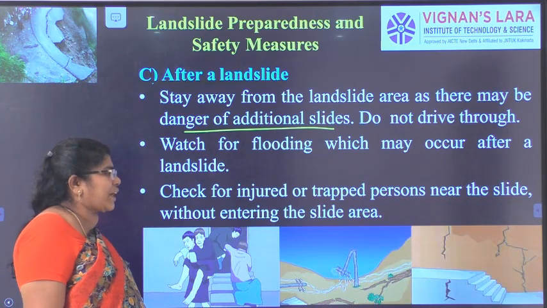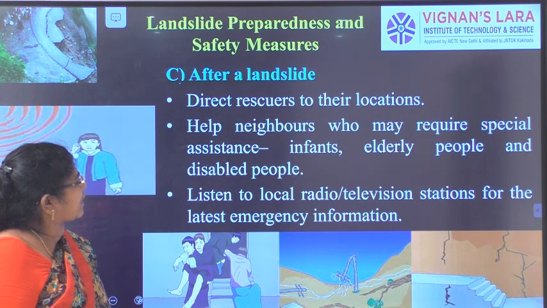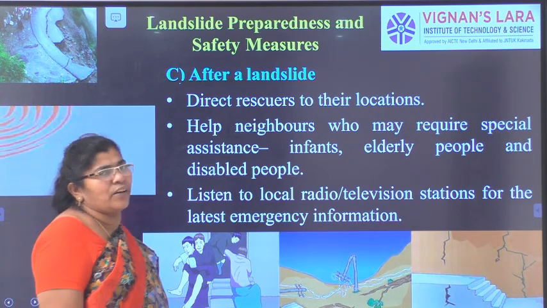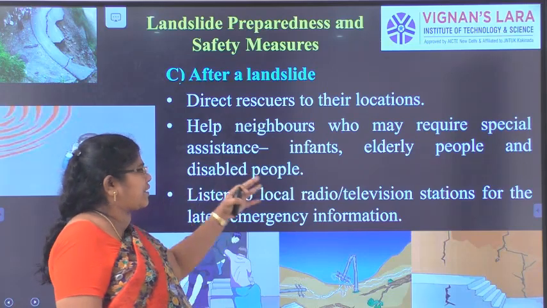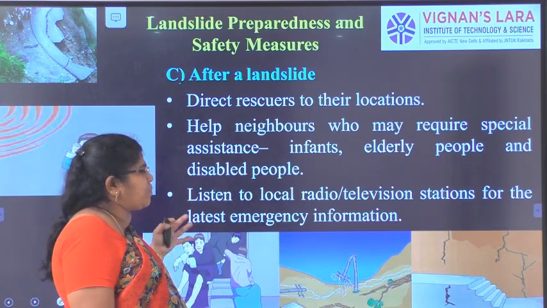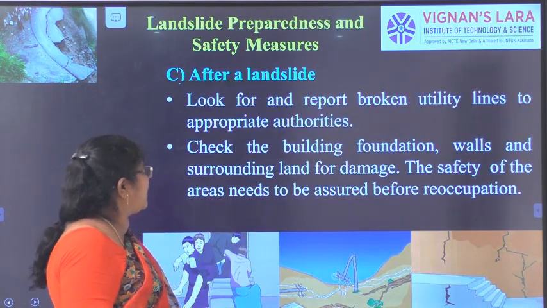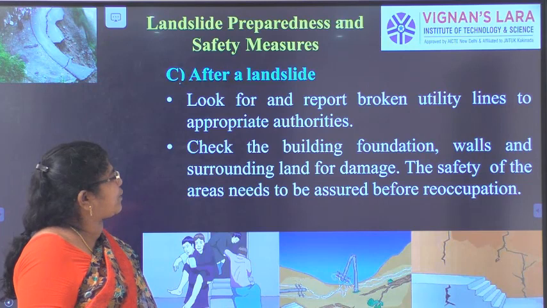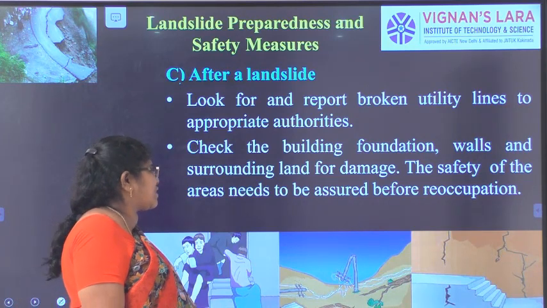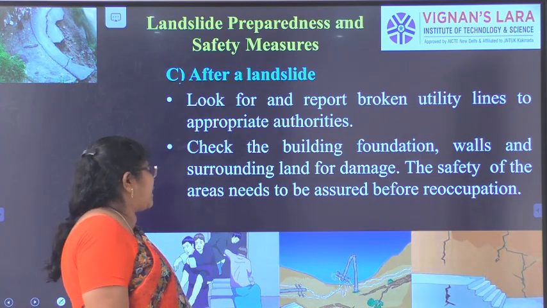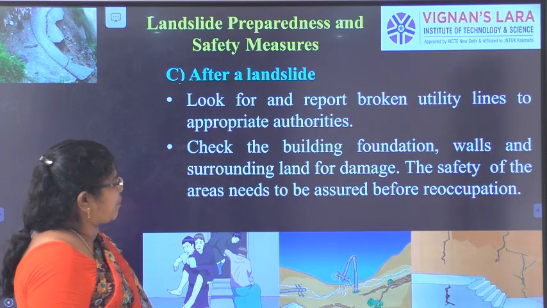Check for injured or trapped persons near the slide without entering the slide area, and direct rescuers to their location. Call the firefighters, and help neighbors who may require special assistance, such as infants, elderly people, or patients. Listen to local radio or television for emergency information. Look for and report broken utility lines to the appropriate authorities. Check the building foundation, walls, and surrounding land for damage. The safety of the area needs to be assured before occupation.